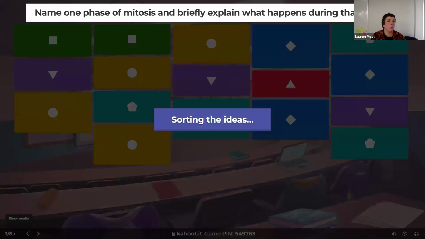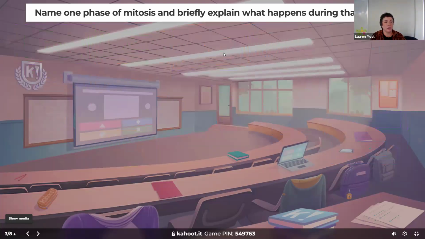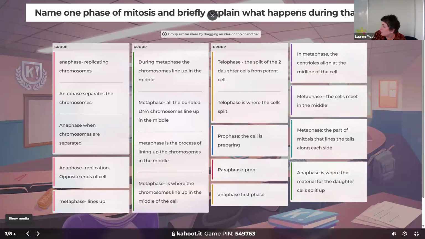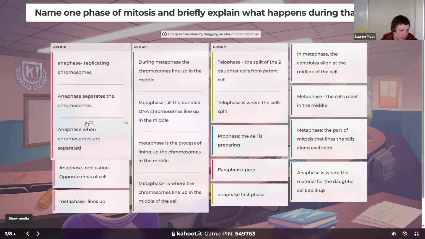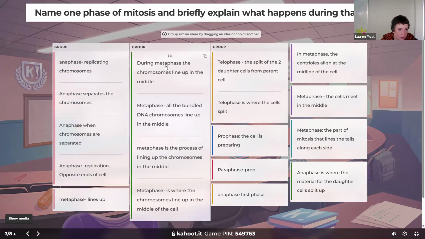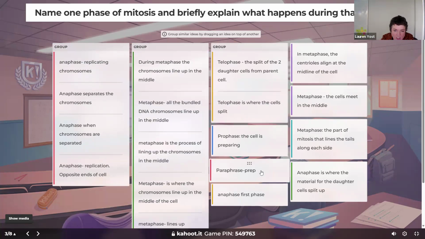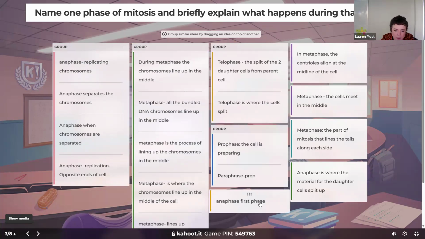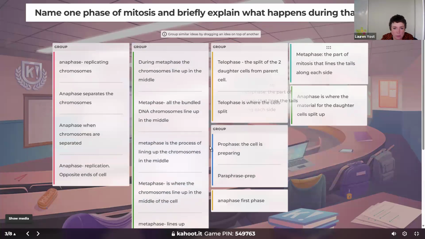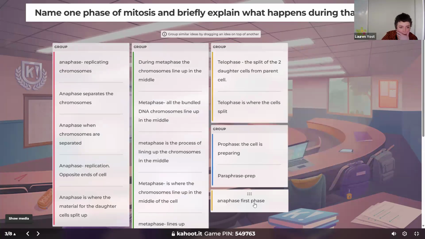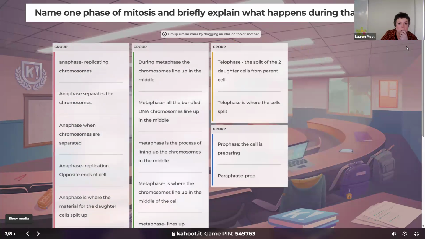All right, so we were to name one phase of mitosis and briefly explain what happens during that phase. So we've got anaphase, metaphase, telophase, prophase, and close. It'll be prophase. Could be autocorrect there, right? Autocorrect is just the friend of everybody. And then anaphase. All right, so we have all of these.